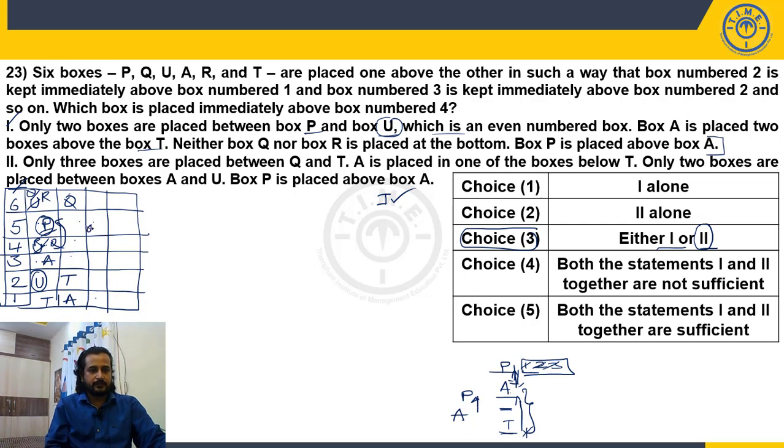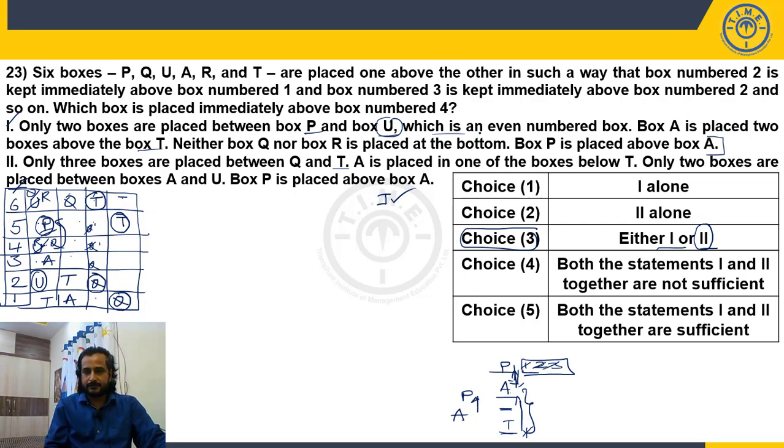So Q cannot be here. By taking Q here, I cannot place 3 boxes between them. Q here, even I cannot take maximum. I have 3 boxes, but I don't have place to place the T. Q here, yes, there is a chance. If it is Q, this will be T, 3 boxes between them. Even I can take the Q here and here will be the T. So Q, T, A are fixed.